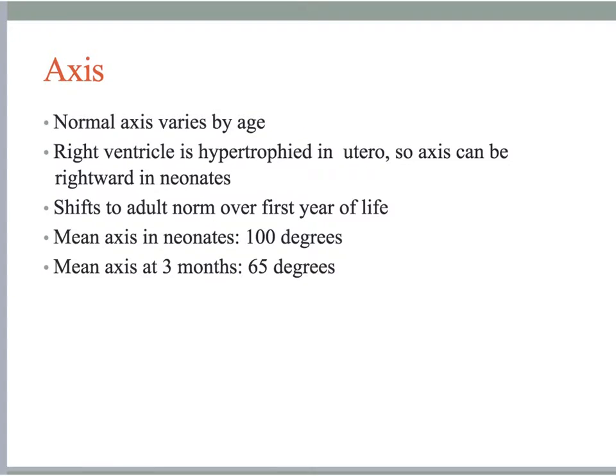The next aspect of EKGs that you will look at is the axis. The normal axis, like the heart rate, varies by age. In utero, the right ventricle is hypertrophied, so when infants are first born, the axis is generally rightward. The axis shifts to the adult norm over about the first year of life. For example, the mean axis in neonates is about 100 degrees. By the time children are 3 months of age, the mean axis has shifted to about 65 degrees. You can refer to the table earlier in the slideshow for the mean axis and normal range of axis by age.